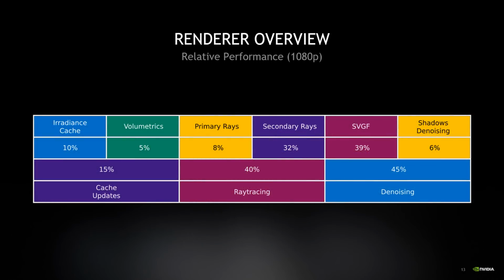As a final slide in this section, I'd like to show you the relative performance of individual passes which we've discussed. So we spend about 15% of the frame updating the irradiance cache and volumetrics. Then actual ray tracing takes about 40% of the frame. 8% of those are the primary rays, which also include sun shadow rays. And the thing to notice here is that the largest portion of the frame is spent on denoising.